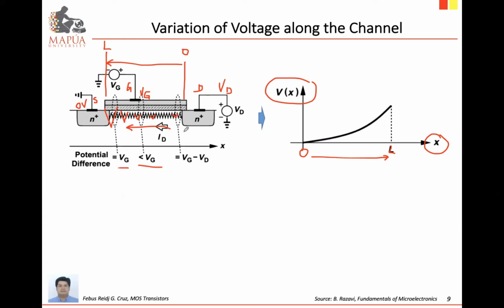So at the channel near the drain, we expect that the voltage drop is minimum. So we expect that the voltage at 0 is minimum. And as we travel along the channel, we expect that the channel voltage will become the largest, in this example equal to the gate voltage. All right, while on this end you have VG minus the drain voltage. All right, is this clear to everybody? Yes, sir. All right, sige. Thank you. So we continue.